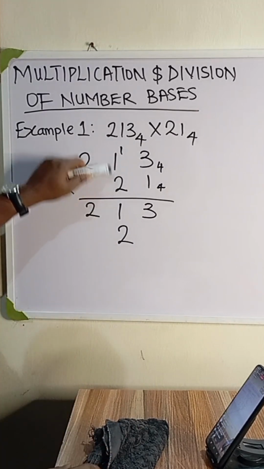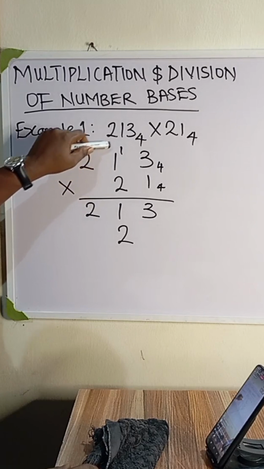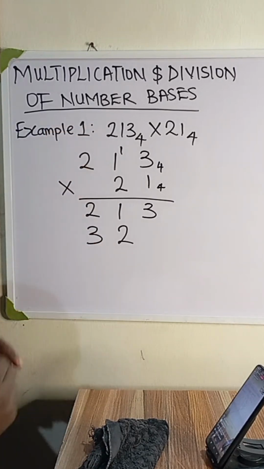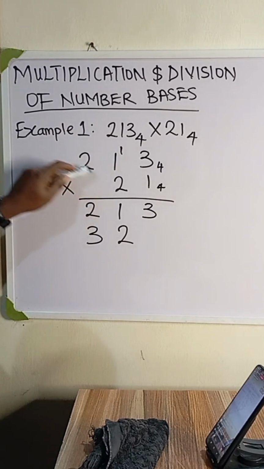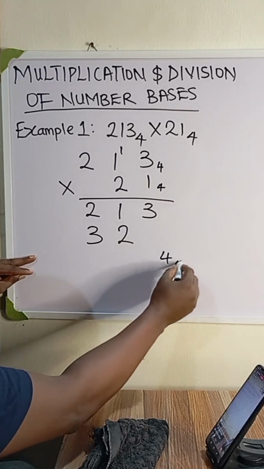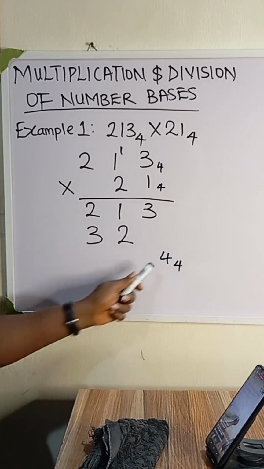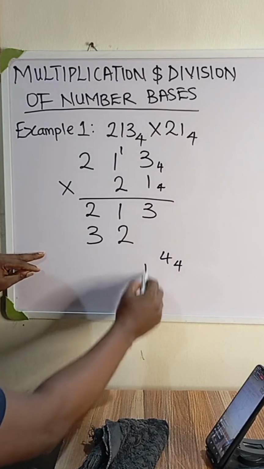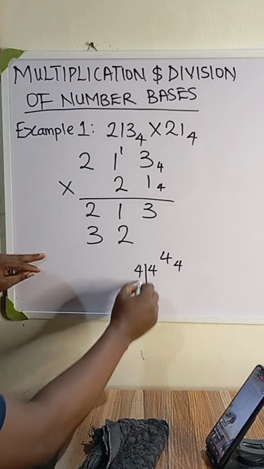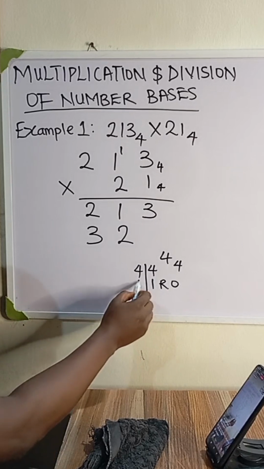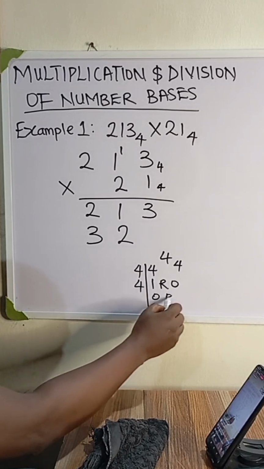So now we can do 2 times 1 gives us 2, plus 1 gives us 3. So we have 3 here. And then 2 times 2 gives us 4. But we cannot have 4 under base 4. So just as we did for 6, we have to break it down. 4 divided by 4 gives us 1, remainder 0. And 1 divided by 4 gives us 0, remainder 1.